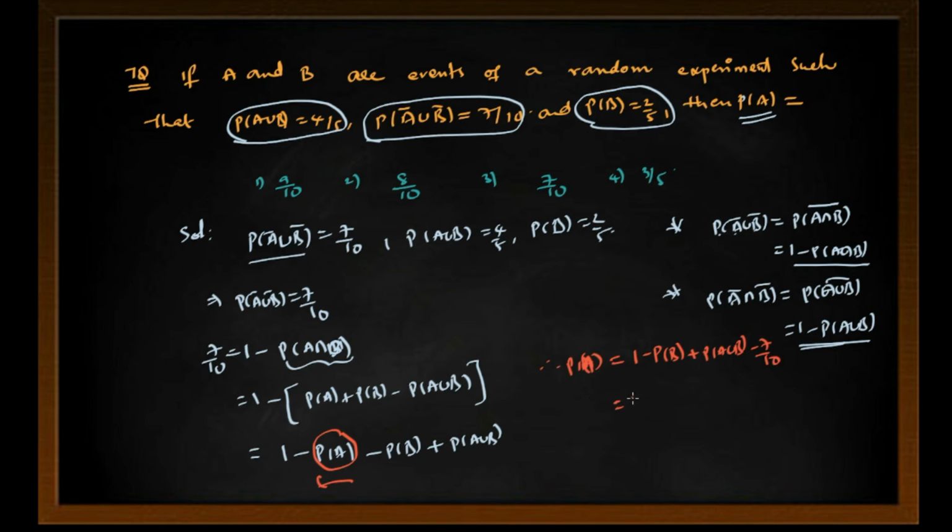So substitute the values. 1, P of B value is 2 by 5, A union B value is 4 by 5, and minus 7 by 10. So the LCM is 10. 5 in 10 goes 2 times, so 2 2s are 4. 5 in 10 goes 2 times, so 4 2s are 8, minus 7. So 10 plus 8, 18 minus 11, divided by 10. So 18 minus 11 is 7 by 10. Therefore, P of A equals 7 by 10, which means our third option is the right option.